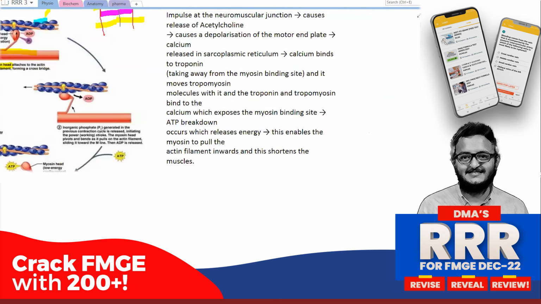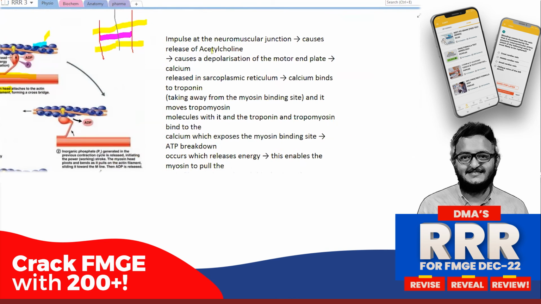All right, so let's see what the steps in the contraction are. The impulse at the neuromuscular junction will cause release of acetylcholine. Yes, definitely this is very important. That will lead to depolarization and release of calcium from the sarcoplasmic reticulum. Now this calcium is going to do what? It is going to bind with troponin, and by doing so, it moves the tropomyosin away. Tropomyosin has been thrown away. Now the site is exposed. Troponin and tropomyosin bind to the calcium, which exposes the myosin binding site.